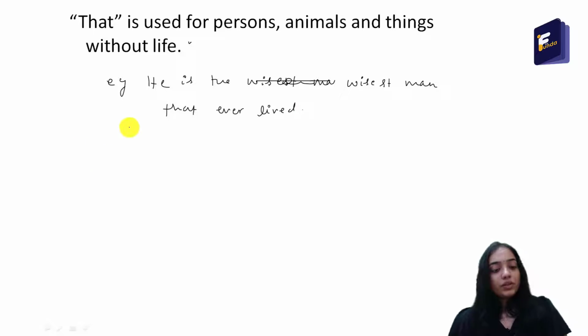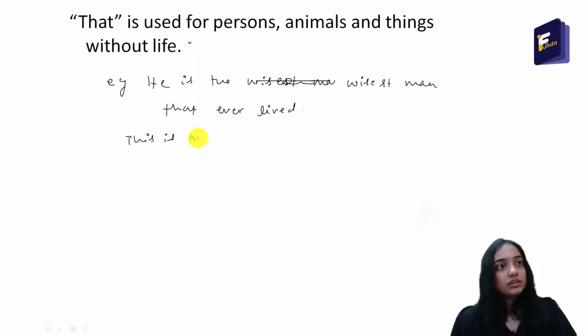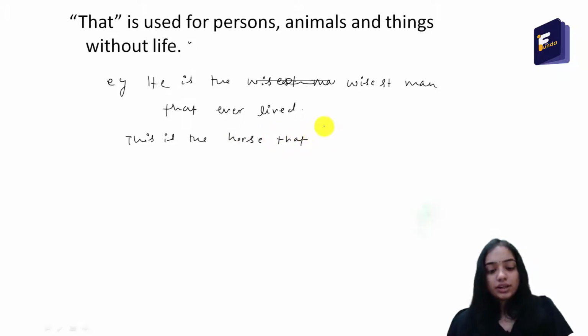Okay. So another example is, this is the horse that I want to buy. Here that is the relative pronoun, that I want to buy. This is the ring that I lost yesterday.